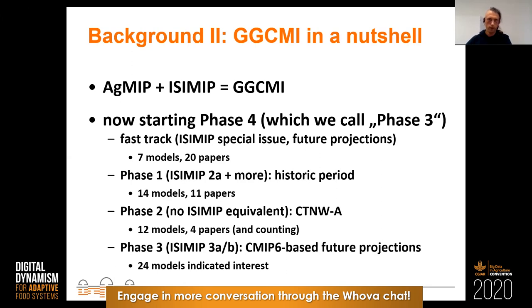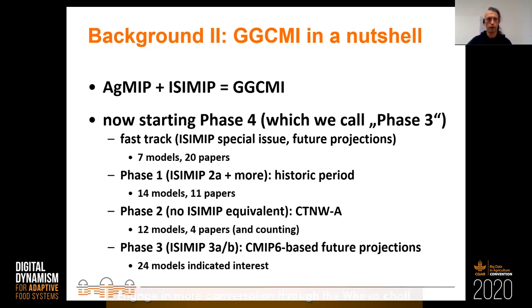That fast track started in 2012, I think, and papers were submitted and published in 2014. We had 7 models contributing to that fast track activity, and it was focused on CMIP5 based future projections. Up to now, this produced 20 different papers, so that's quite rewarding doing this activity. Followed by that was so-called phase one, which is basically a historic reproduction of yields, mainly focusing on evaluation of model performance. There we already had 14 models contributing, 11 papers so far.